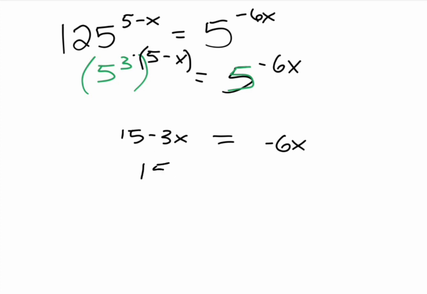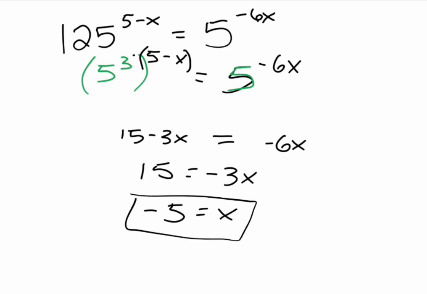If I add 3x to both sides, I get negative 3x. Divide both sides by negative 3, x equals negative 5. Especially when you're newer to a topic, it's probably a good idea to check them. If I put negative 5 back in here, I get 125 to the 5 minus a negative 5, so 125 to the 10th. That should equal 5 to the negative 6 times negative 5, so 5 to the 30th.